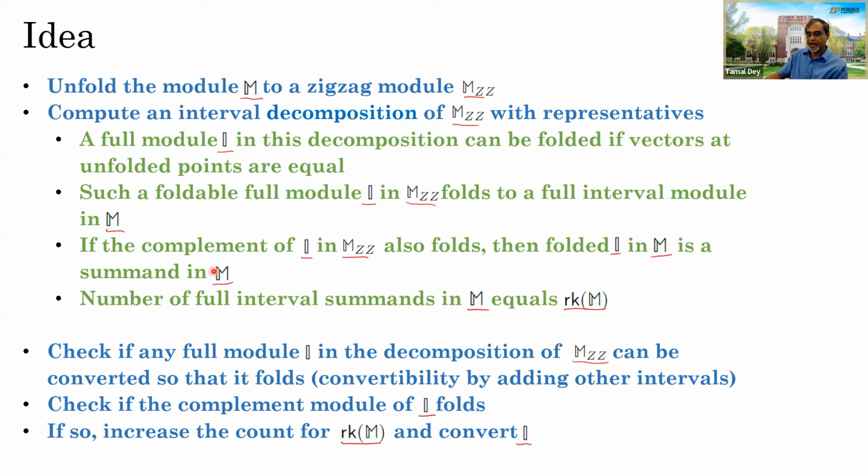And the number of such full modules will give me the generalized rank. The main part is to figure out which of the full modules in the unfolded zigzag module can be folded back to the original full module in the original module M. That's what it is. That's the main challenge.